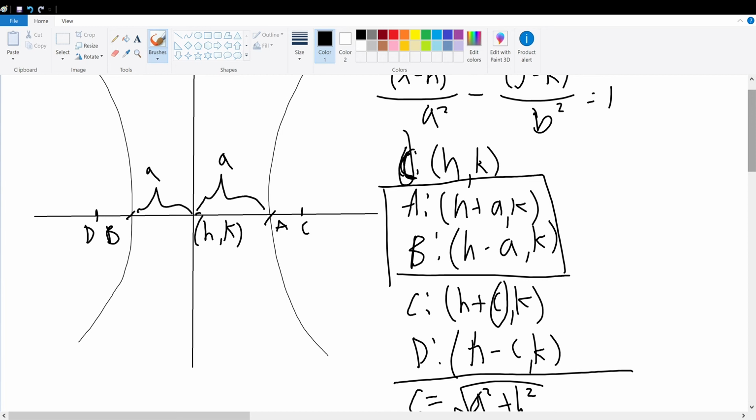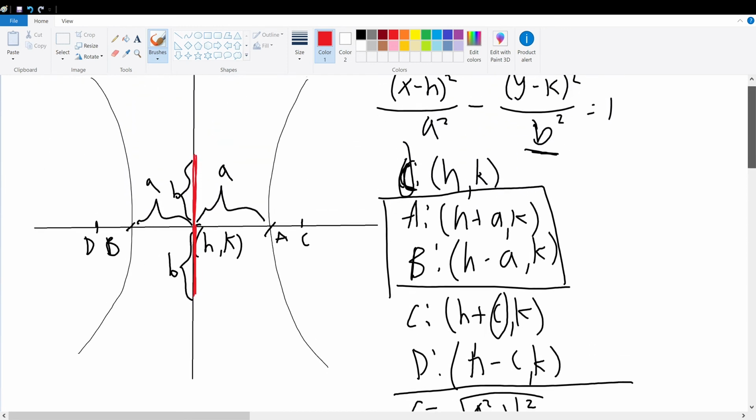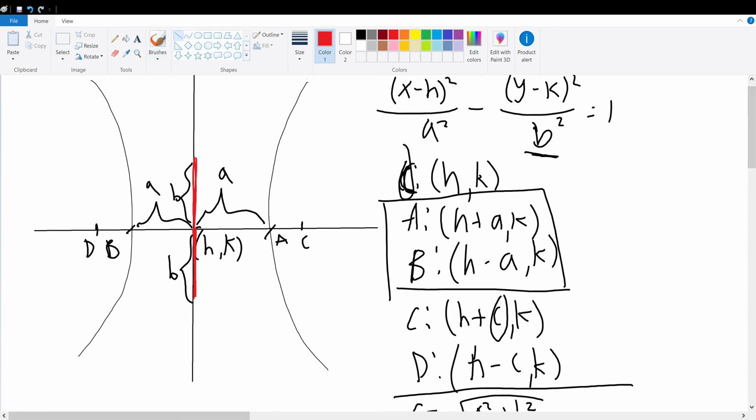Then we can define the b value right here within the hyperbola. The b value will be the length of these segments right here, this red line and this red line. With those definitions, we can find a hyperbola's asymptotes, of which there are two, looking something like this, passing through the hyperbola's center point, in this case (h, k).